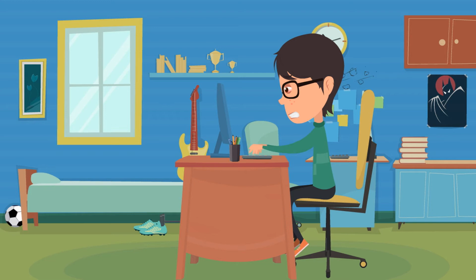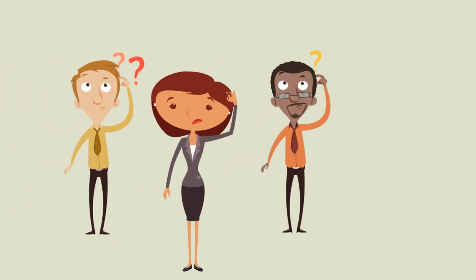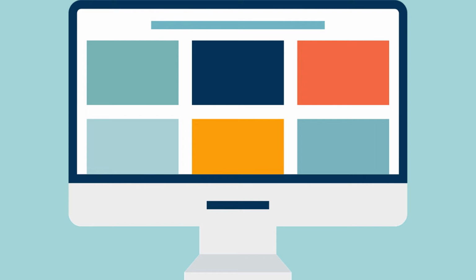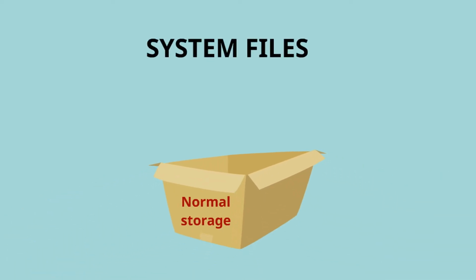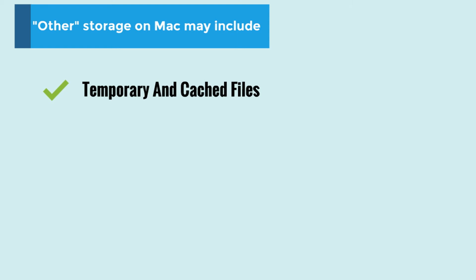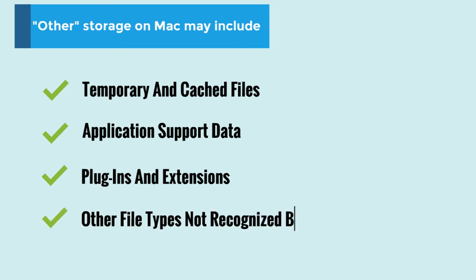Over 85% of Mac users don't know how to clear out the other storage. Well, many are not aware of what the other storage is. Let's figure things out. Other storage contains data that does not fall into categories like system files, apps, photos or movies, and so on. Other storage on Mac may include temporary and cached files, application support data, plugins and extensions, and other file types not recognized by your Mac.